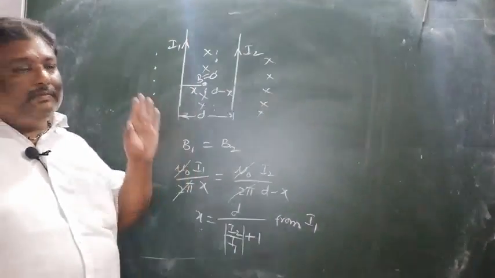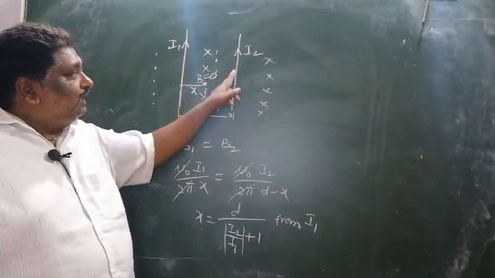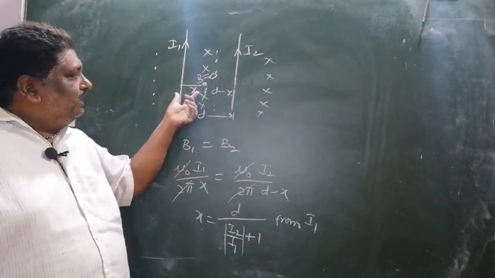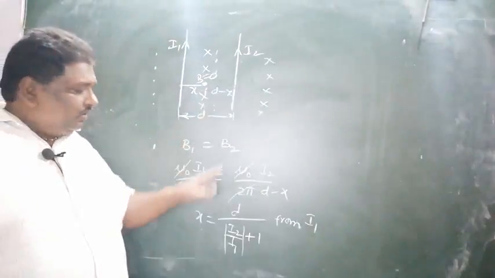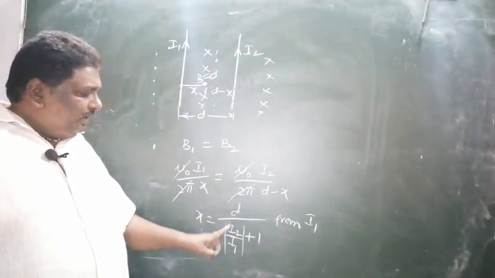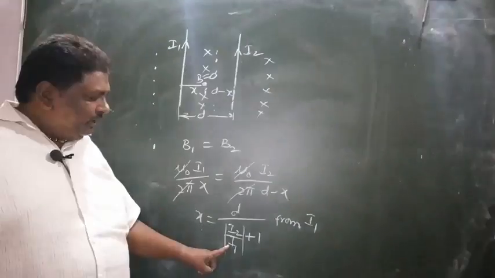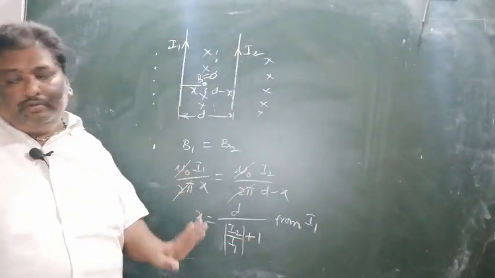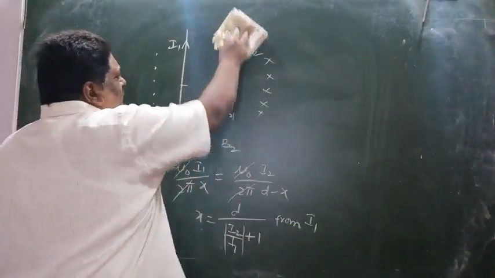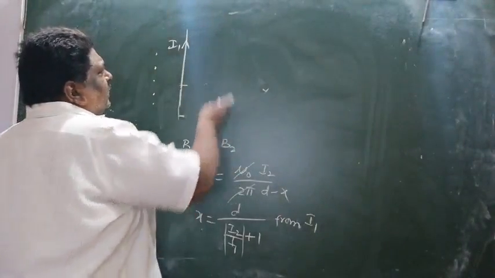See, the distance from the strong current carrying conductor and the distance from the smaller current carrying conductor: one is x, the other is D minus x. Anyhow, we use x for easy identification. X is equal to D by (larger value by smaller value plus 1). No root. Remember.